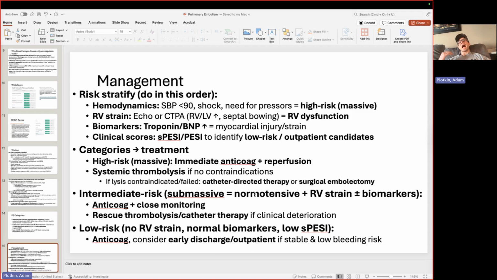But again, I think a lot of students know for PE, it's unfractionated heparin, CTPA, and then you monitor. What they don't know is if your patient is hemodynamically unstable and they have right ventricular heart strain, and we're thinking, okay, now this is a massive PE, the unfractionated heparin is not going to cut it. We have to do systemic thrombolysis, and if that's contraindicated, then we would do catheter-directed lysis or surgical embolectomy, okay?